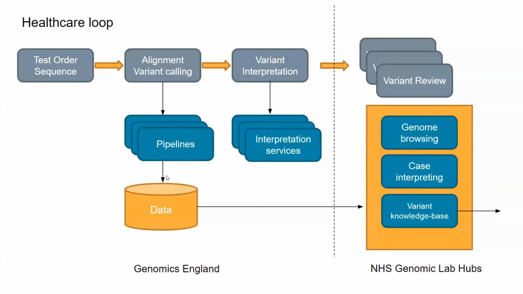So if I focus on that first healthcare loop briefly, what we do is we receive a test order from the NHS. We sequence data through a technology that comes to us, and we do alignment and variant calling. We do so by orchestrating a number of pipelines and storing some data. Once we have those alignments and variant calls, we do the standard steps around variant interpretation, annotation, prioritization, those sorts of things.